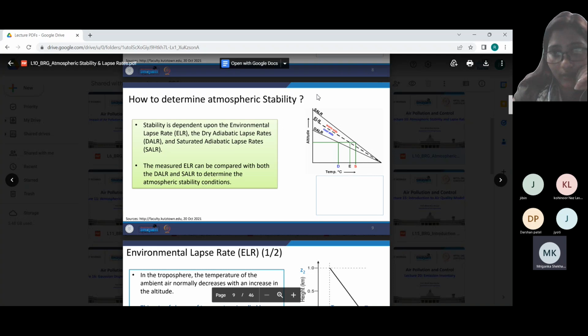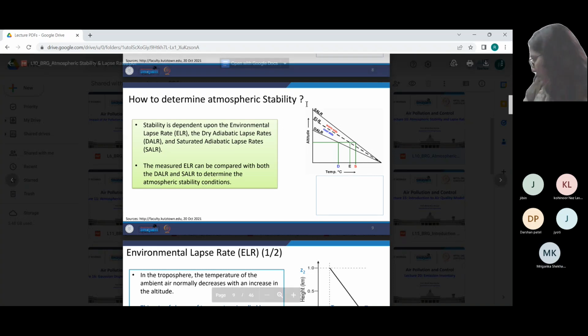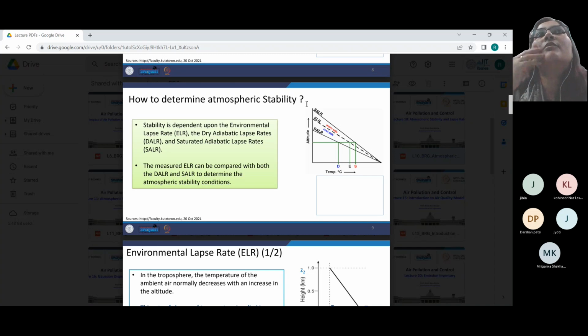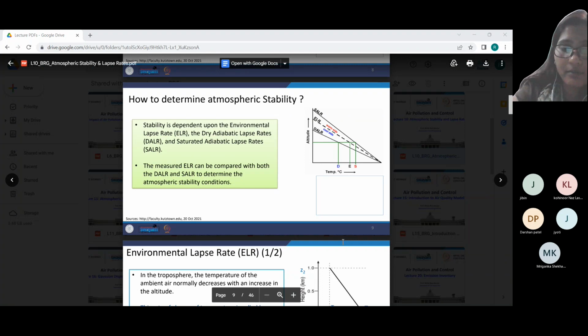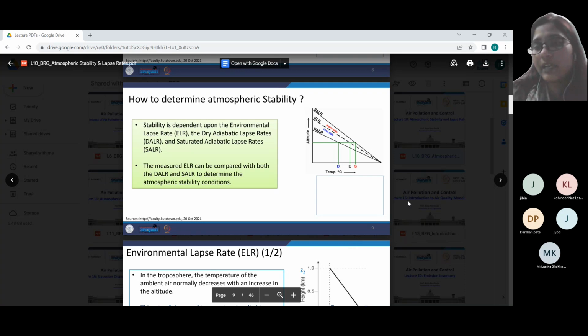Ma'am, no idea. Okay, no issue. Let's break this into two parts: lapse rate. The first one is your lapse, the second is your rate. Lapse is what? The word describes itself. Lapse is reduction in something, right? Correct. Lapse is your reduction, and rate is the rate with which it is getting reduced with respect to something.